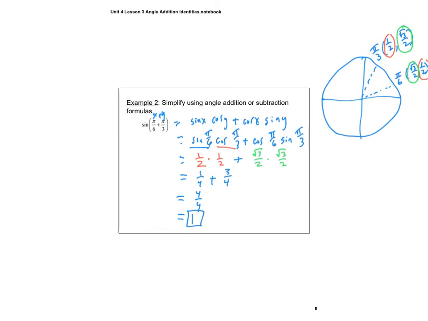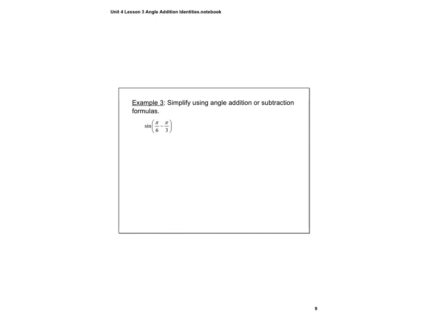So that's another way to find the sine of pi over 6 plus pi over 3, is to go ahead and use our angle addition. All right, so now for this one, notice we're supposed to use the angle subtraction formula. Well, we have an angle subtraction formula for sine, and I'm going to put the x and y in here.